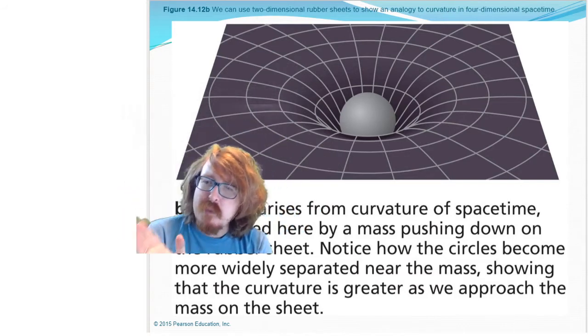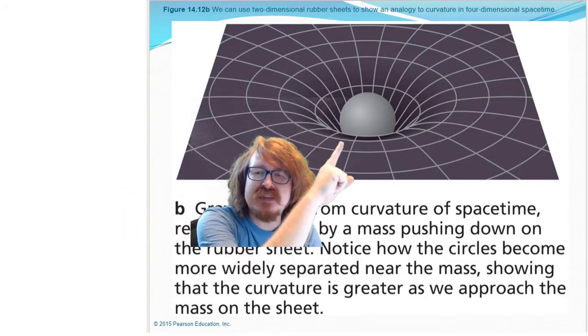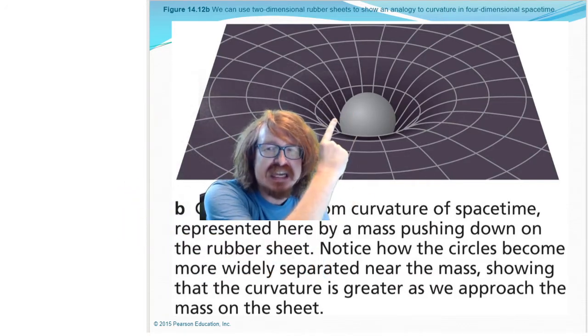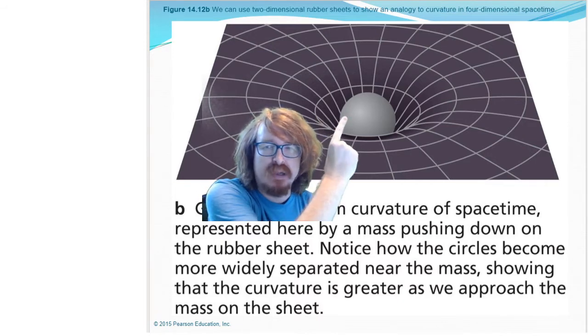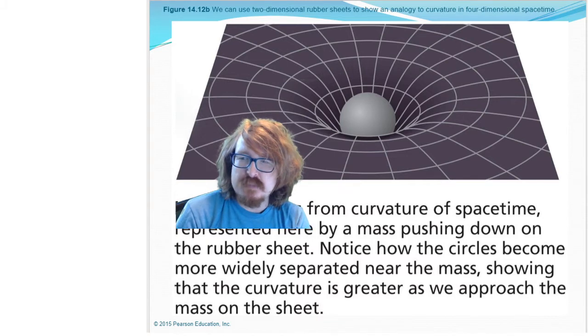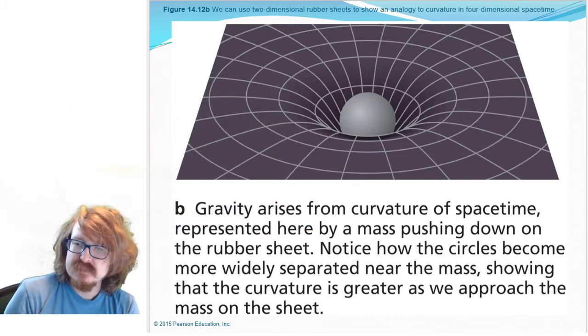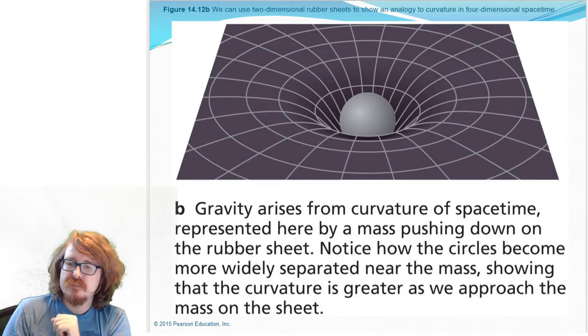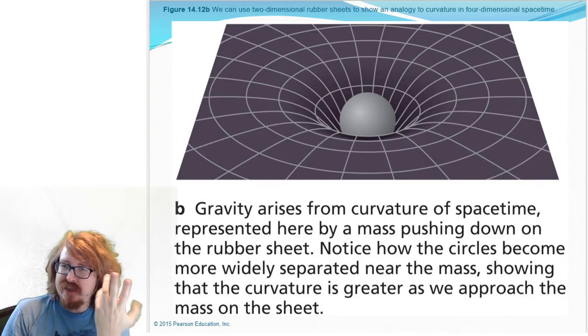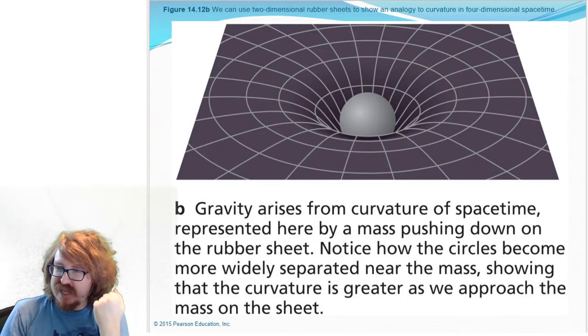And check it out. What would happen to the bend in space if we replaced this with an even heavier bowling ball, an even more massive bowling ball? What would happen to the bend in space? Would it be bent steeper or less steep?